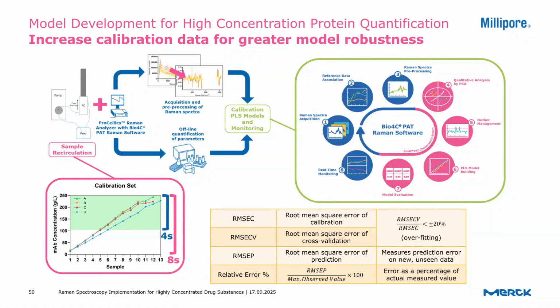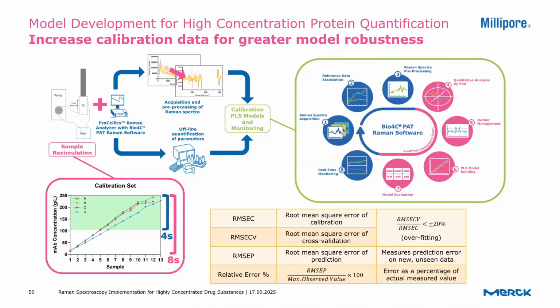Also to note, due to a low holdup volume of only 200 microliters within this flow cell, the recirculation loop only required a few milliliters per sample, which is a benefit and makes the requirements for product generation much more manageable when trying to develop models like this.